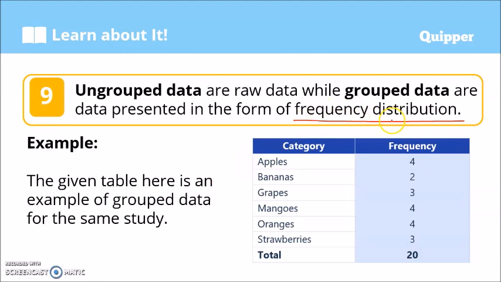Ano ba yung frequency distribution? Nakatali na. Okay? This table right here is an example of grouped data for that same study that we had, yung sa fruit preference ng 20 students. So, ibig sabihin, yung apple, may 4 na estudyanteng pumili ng apple. Bananas, may 2 estudyanteng pumili ng bananas. Grapes, merong 3. And so on. So, frequency distribution. This is an example of grouped data.